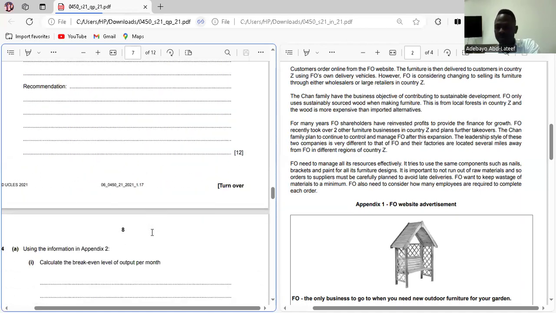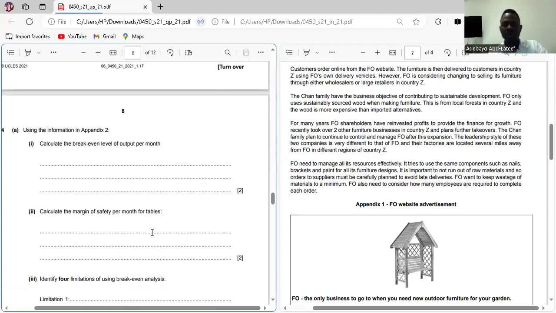Go to question 4. Now we have the appendix to use, appendix 2.